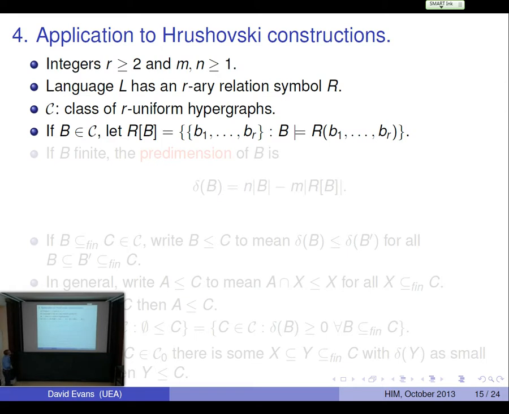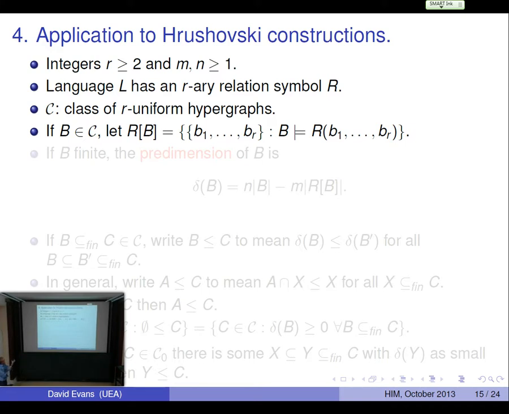Let me give you some applications of theorems A and B to the Hrushovski constructions. Let me remind you what these constructions are. Let's take a reasonably rudimentary form of the construction. Let's fix some integers r, m, and n. The language we'll work with will just have an r-ary relation symbol, and script C will be the class of r-uniform hypergraphs, so structures in which this relation is irreflexive and symmetric.